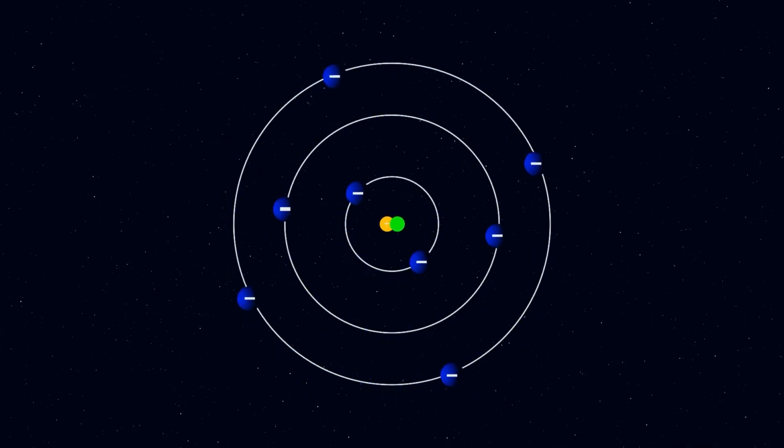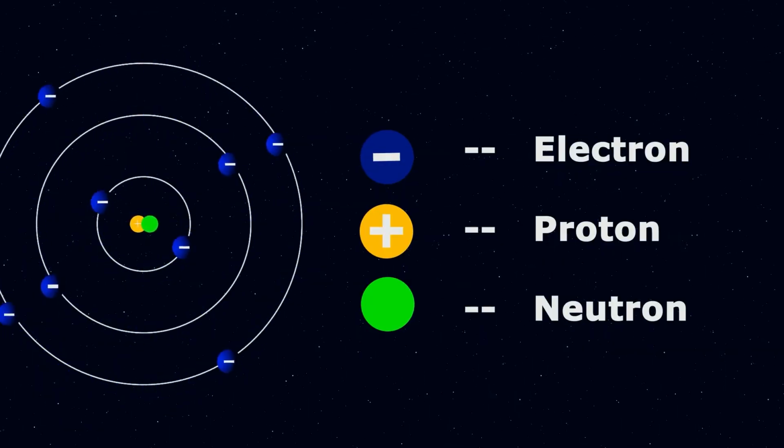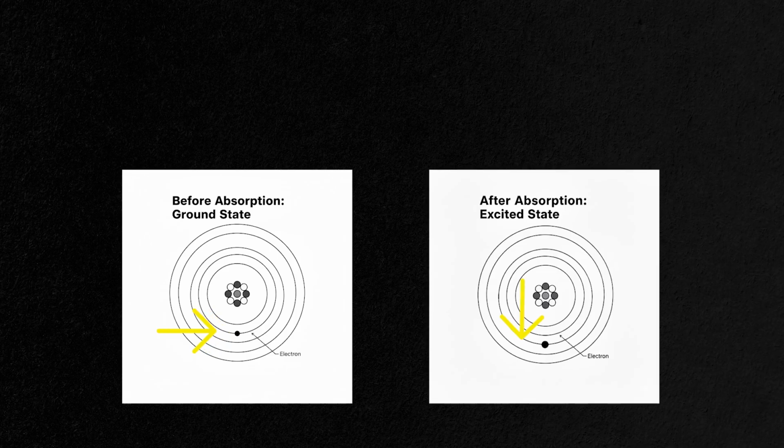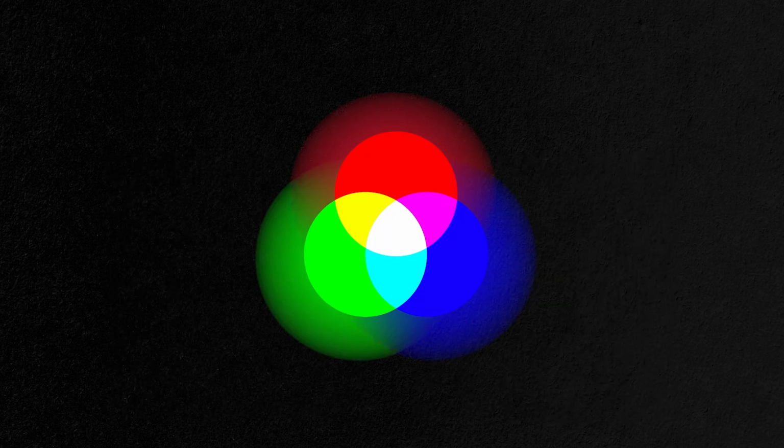Everything around us is made of atoms, and atoms have electrons, tiny particles that orbit the nucleus. When light hits a material, these electrons can absorb energy and jump to a higher energy level. But they don't stay there. They fall back down, and when they do, they release energy, sometimes as light. And that light? That's the color we see.